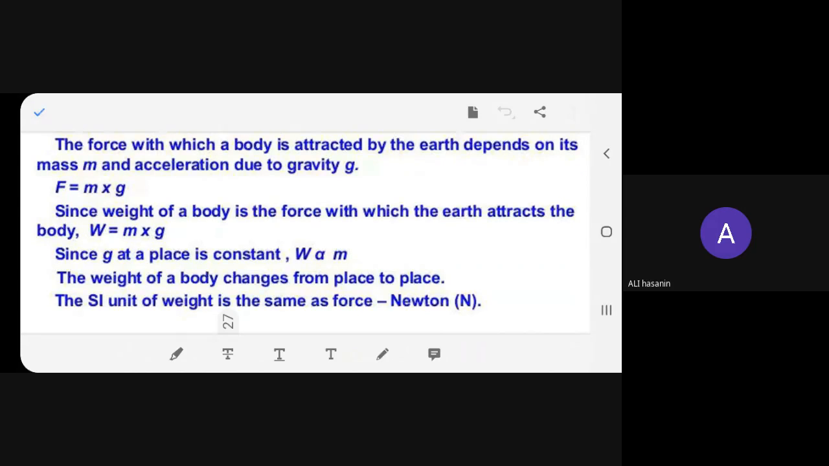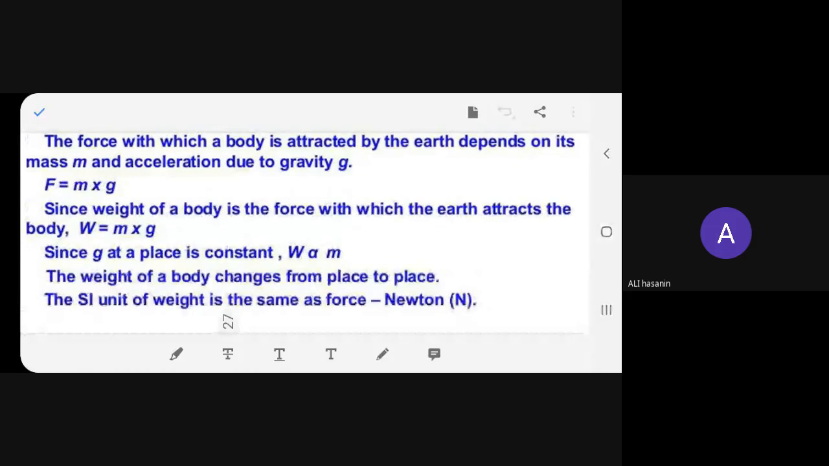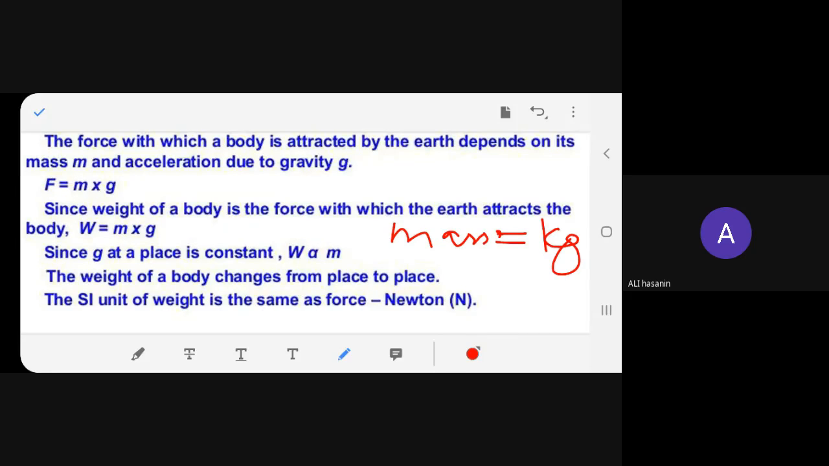Next. Since g at a place is constant, the weight of a body changes from place to place. The SI unit of weight is the same as force, Newton. So we got mass, the unit is kg, and weight, the unit is Newton. That is the difference. You got it now?